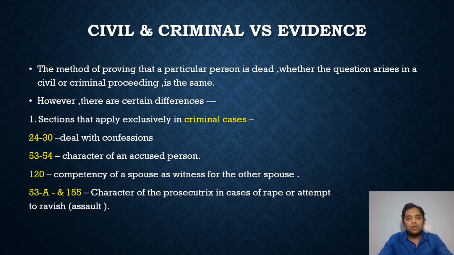Civil and criminal versus evidence. The method of proving that a particular person is dead, whether the question arises in a civil or criminal proceeding, is the same. However, there are certain differences. Sections that apply exclusively in criminal cases are 24 to 30, which deal with confessions; 53 to 54, the character of an accused person; 120, competency of a spouse as witness for the other spouse; and Section 153A and 155, which say the character of the prosecutrix in cases of rape or attempt to ravish, that is assault.